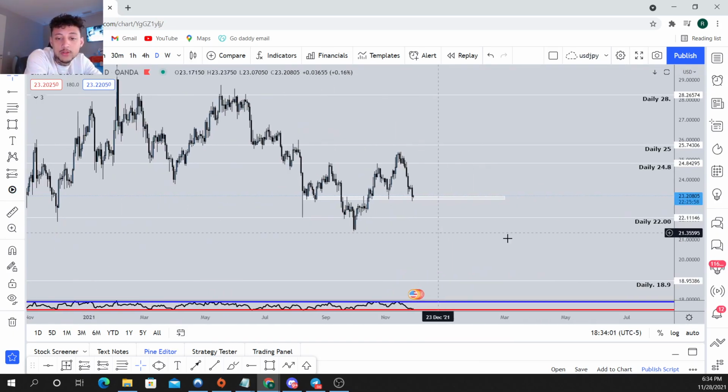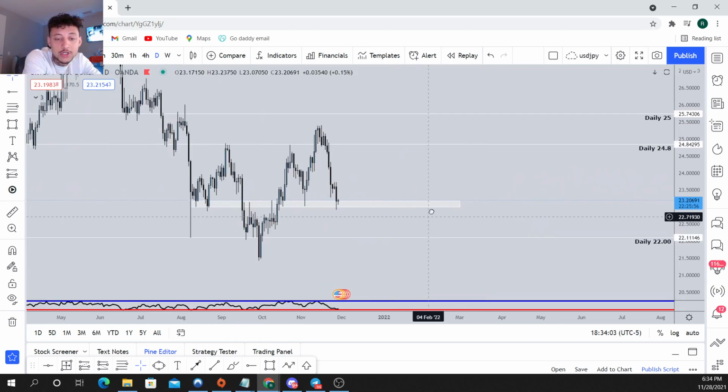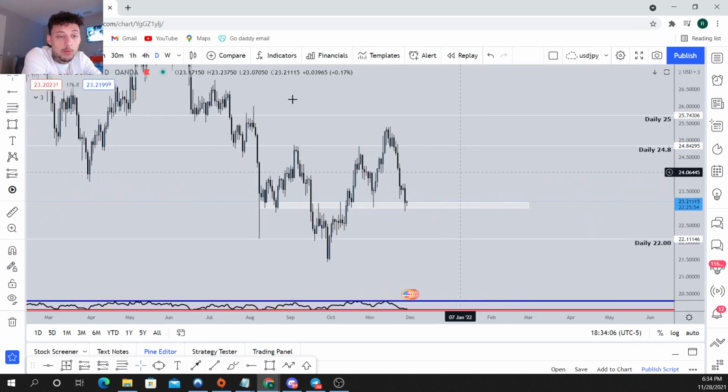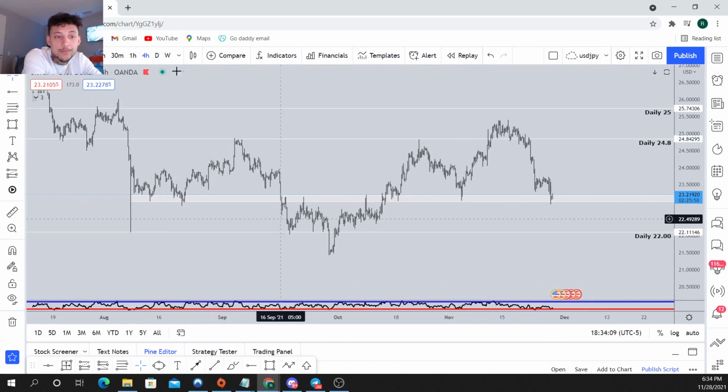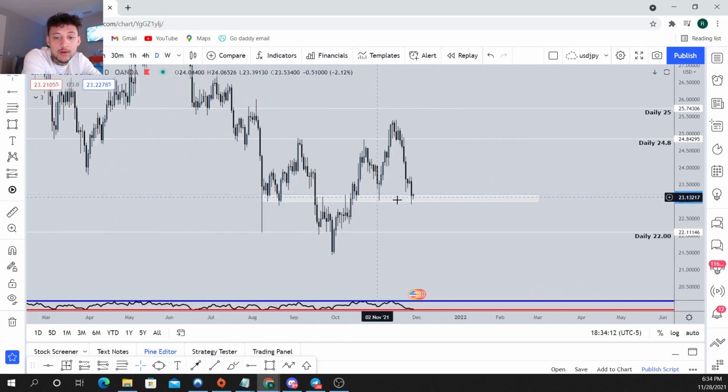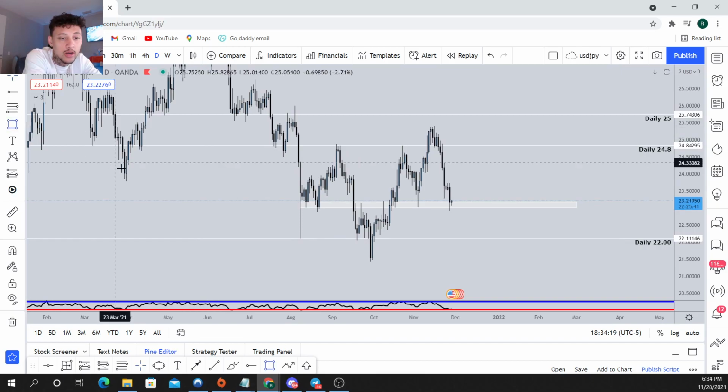Now we have our more major levels where we could look for indecision. Now let's get into our more minor levels so we can look to take day trades off of these levels. So when you go to the daily time frame and you look at more relevant price action like this, you'll start to see more minor levels here. What I like to do is draw zones. So I'm going to draw a zone from this point to this point.